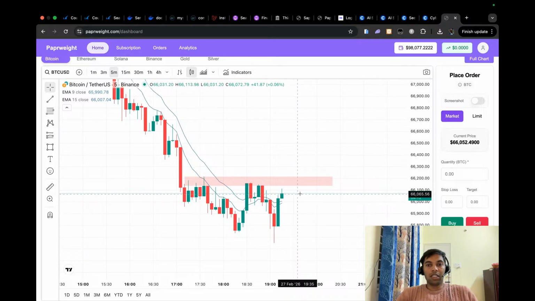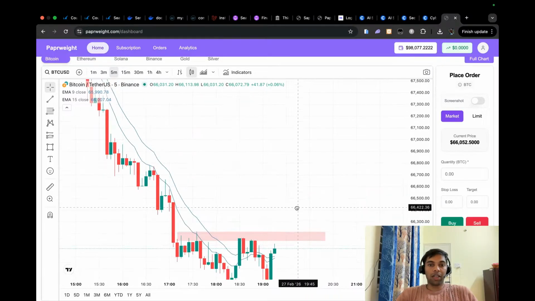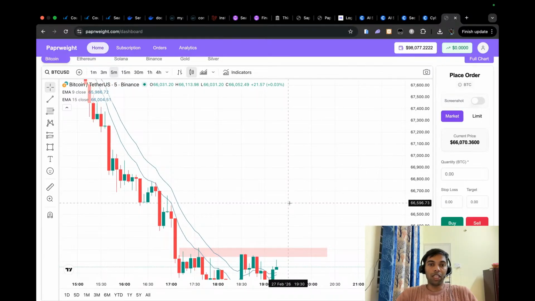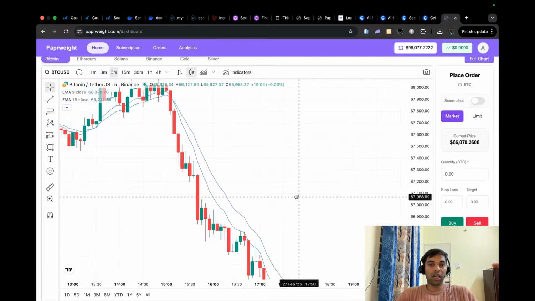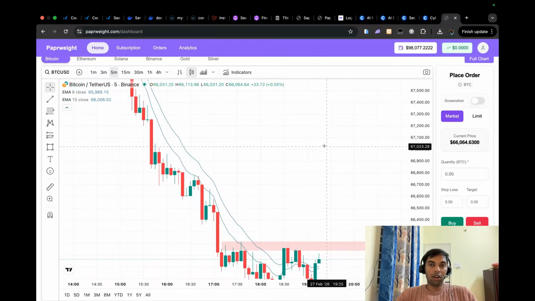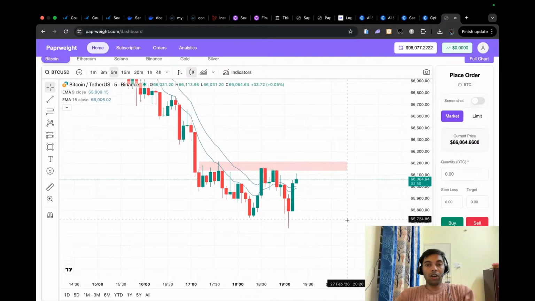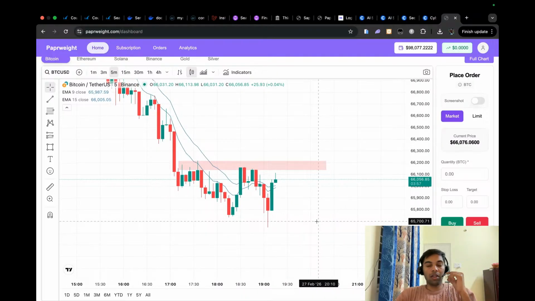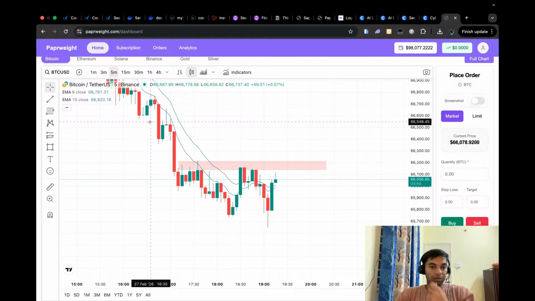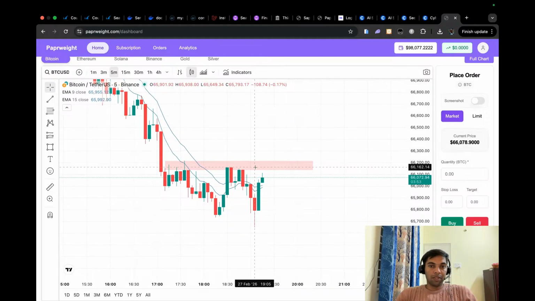Otherwise, if it breaks the zone, then the market has the potential to go in the up direction. But as you can see, this is an extreme level of bearishness, so the market has the potential to go in the downward direction. Let's see how the market will react. We can just see how it will perform.